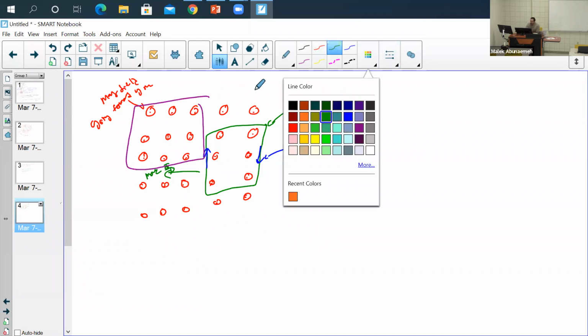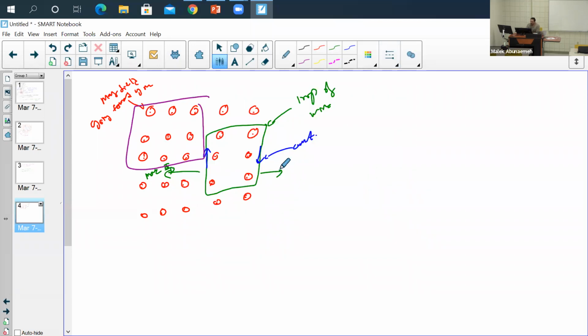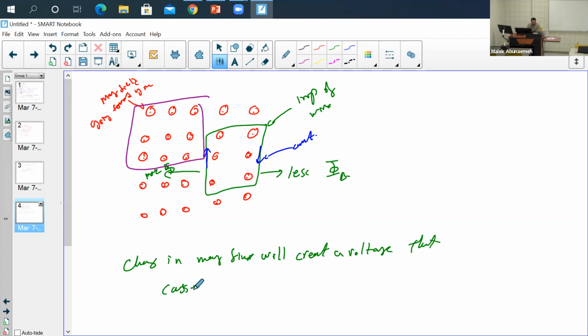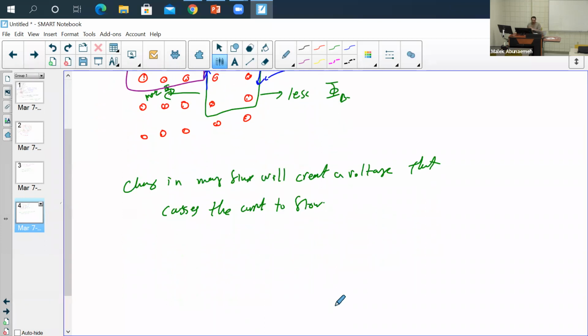If you take this loop of wire to the opposite side where there's going to be less magnetic flux, the change in magnetic flux will create a voltage that causes the current to flow. And that's what we're actually talking about: Faraday's law.